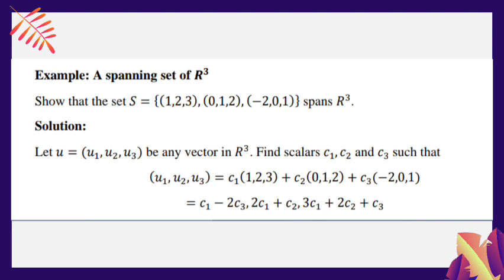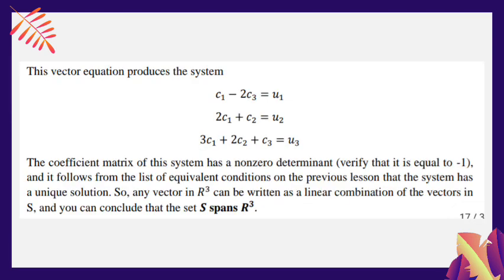vector addition. Then it yields (c sub 1 minus 2c sub 3, 2c sub 1 plus c sub 2, 3c sub 1 plus 2c sub 2 plus c sub 3). And then this vector equation produces the system c sub 1 minus 2c sub 3 equals u sub 1, the first component. 2c sub 1 plus c sub 2 equals u sub 2, the second component. 3c sub 1 plus 2c sub 2 plus c sub 3 equals u sub 3, the third component.